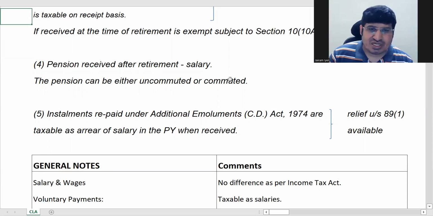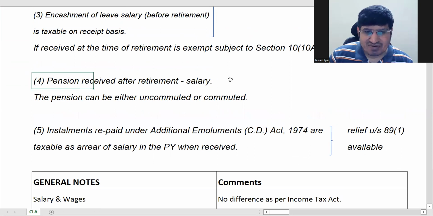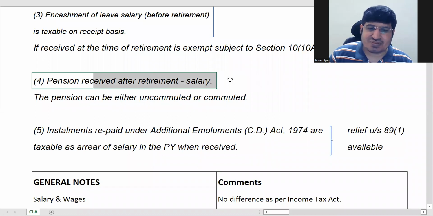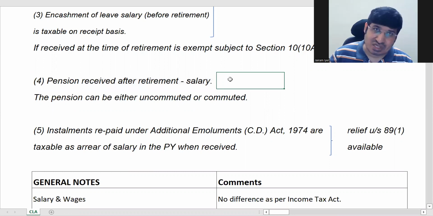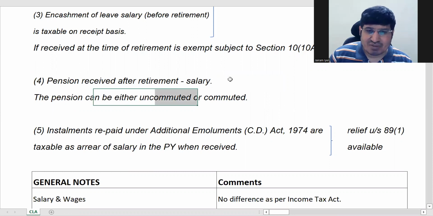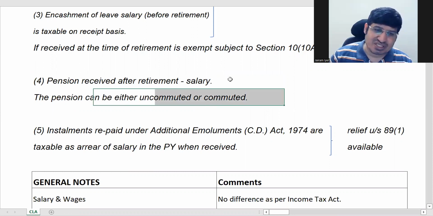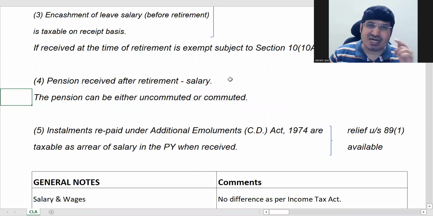So now next is pension received after retirement. It is taxable as salary. But if received by a widow, like a family pension, then it is not salary, it is IOS. Pension can be either commuted or uncommuted. We'll see it in the pension section. Everything is covered in detail in those sections. Pension, I think we'll cover today itself. If we stay on some more time, we can complete pension also.